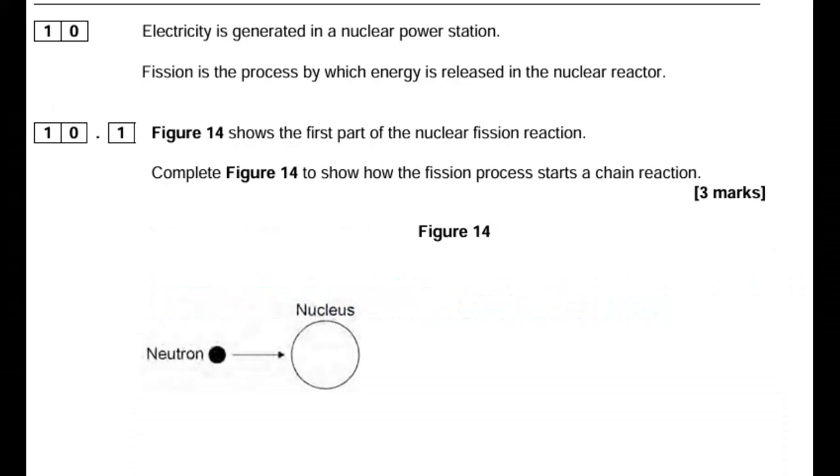Fission is the process by which energy is released in a nuclear reactor. Figure 14 shows the first part of the nuclear fission reaction. Complete figure 14 to show how the fission process starts a chain reaction.